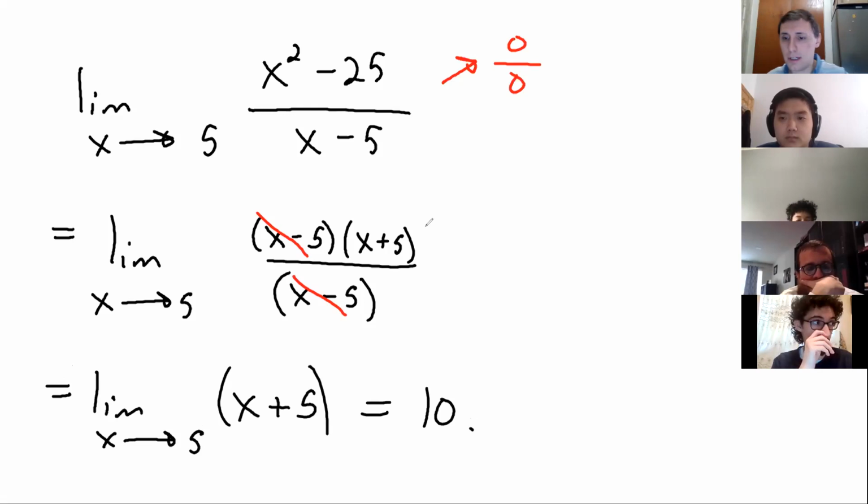So those functions, rational functions, are only troublesome when you take limits and divide by 0. Otherwise, you can just plug in the number and you will get the same result as if you took the limit.